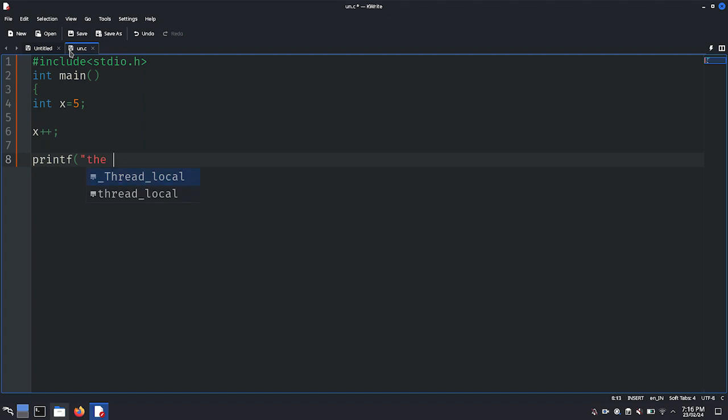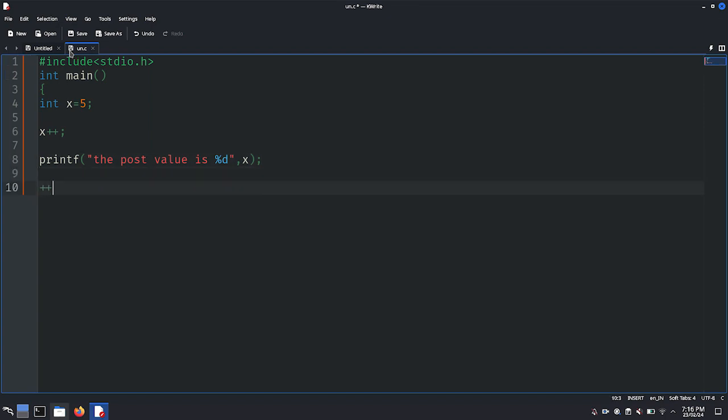The post value is percentage d, x. Next, if we change it, we do plus plus x, for example. So copy and paste the line, new value, okay. Next, take the minus minus.